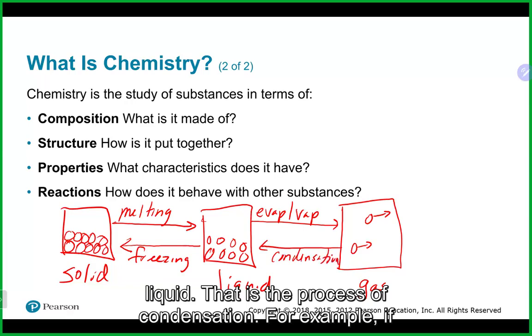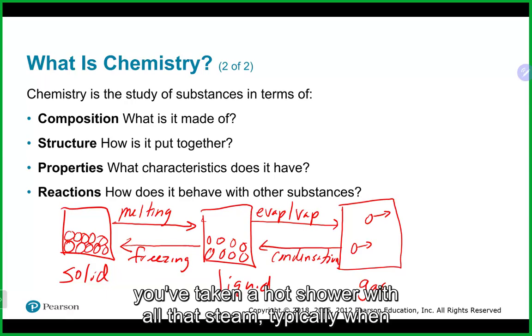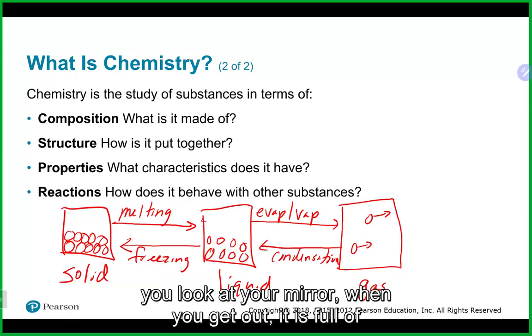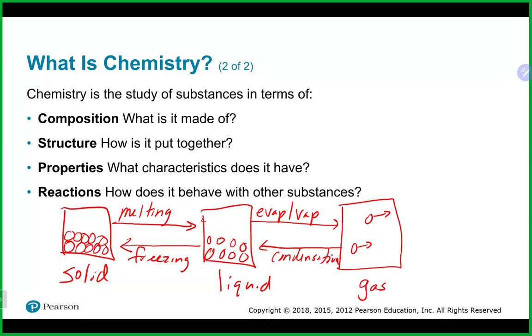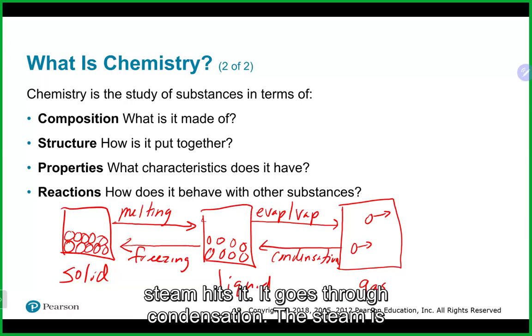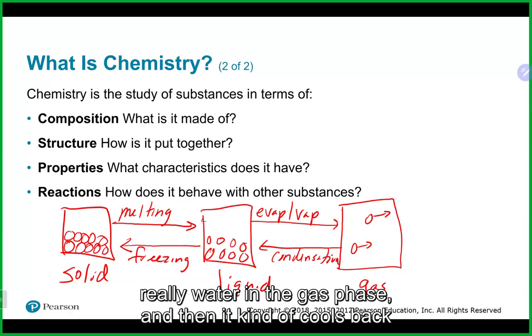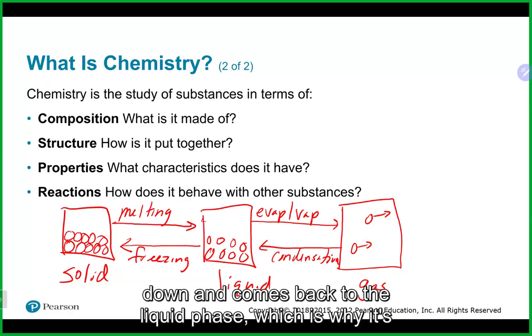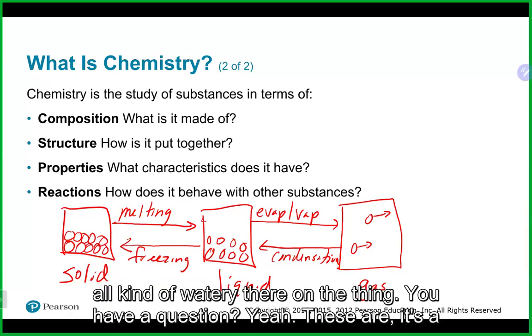For example, if you take a hot shower with all that steam, typically when you look at your mirror when you get out, it is full of water, right? Because the mirror is nice and cool, hits that hot steam, it goes through condensation. The steam is really water in the gas phase, and then it kind of cools back down and comes back to the liquid phase, which is why it's all kind of watery there on the mirror.